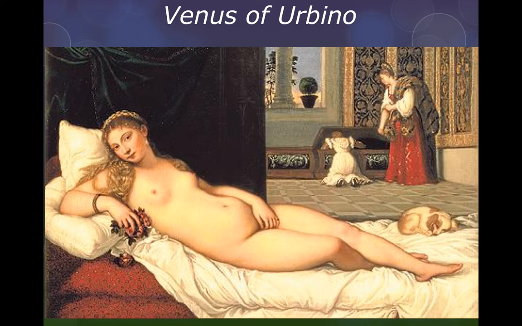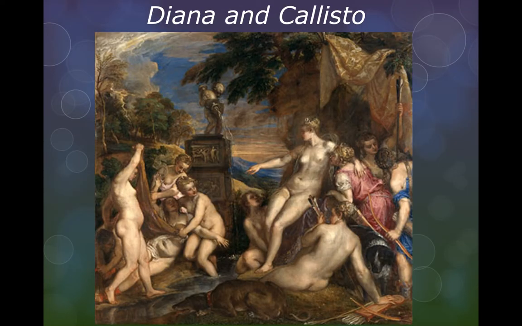So definitely there's a lot of little hints here about who this woman would be and her status, as well as the detail that Titian used in painting these figures. So that is Venus of Urbino. And then the second piece that we're going to look at by him is called Diana and Callisto.